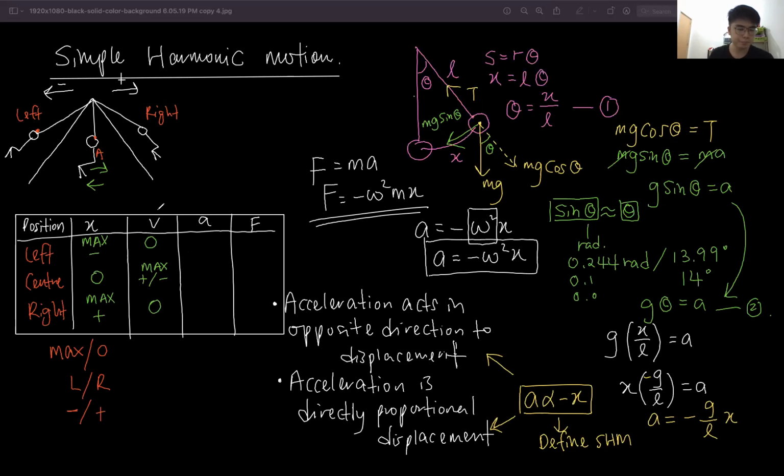Now, acceleration, left. Acceleration is related to the displacement. If displacement is maximum, acceleration is also maximum, but it's opposite to displacement, right? So this one would be positive. So when it swings to the left, the acceleration would be acting to the right here. And at the center, acceleration would be 0, because it has already come back to the equilibrium position. And right, again, it is a maximum, it's negative.